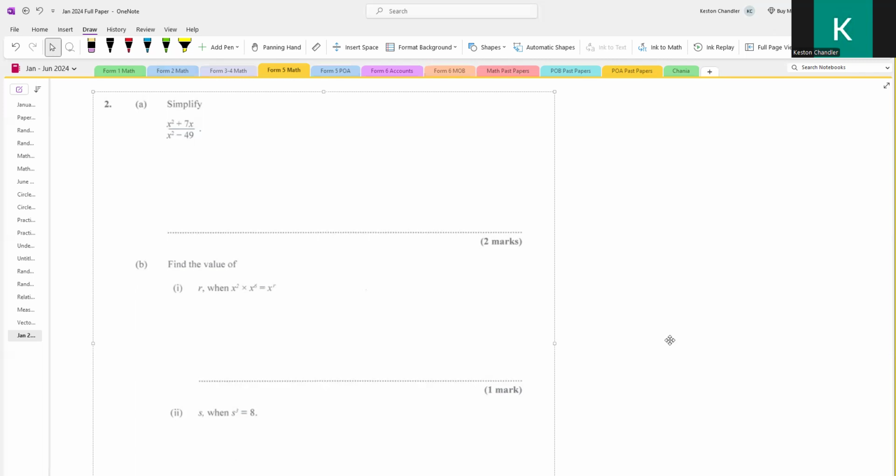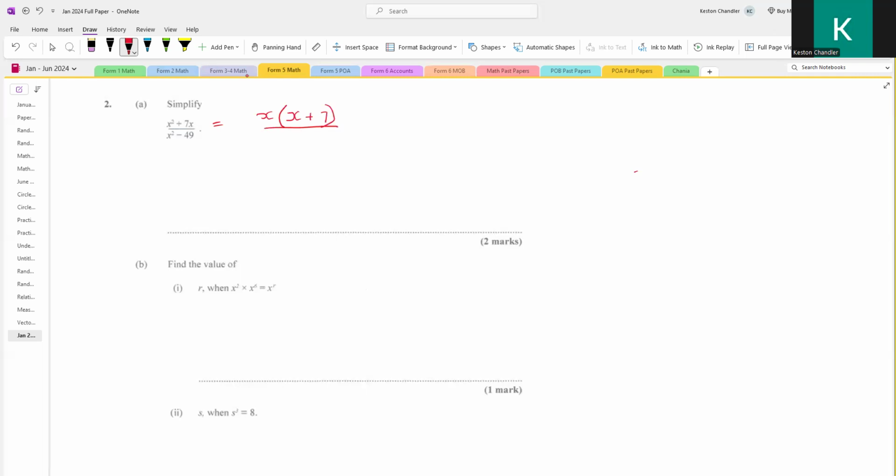So question 2 usually looks at algebra, simplification. Now here we have x squared plus 7x on top, in the numerator. We can see that there's a term that is common between these two, which is the x. Simplify means that we can also factorize in order to write something in a simpler form. So I am going to write this as x into x plus 7.